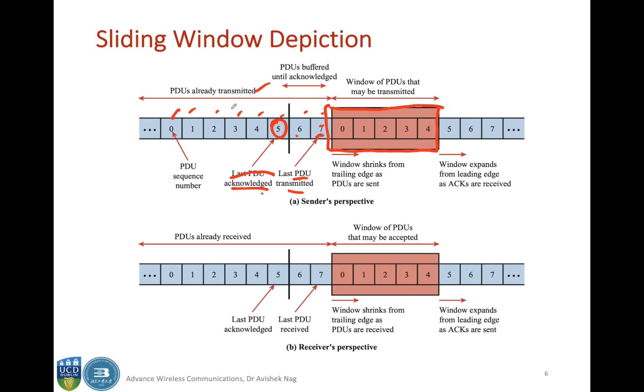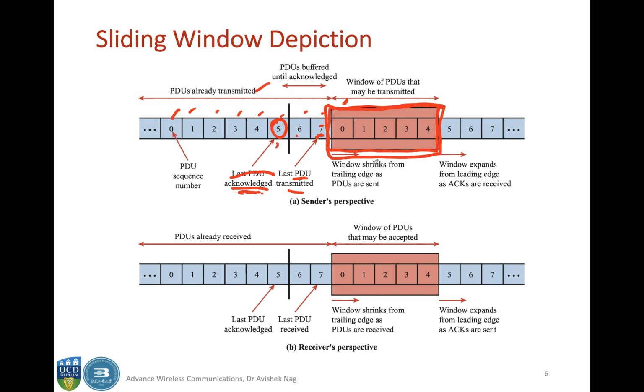So you have already sent 0 to 7, so your window starts from 0 again, and since 5 up to 5 is the number that has been already confirmed by the receiver through this acknowledgement, you can send 5 more starting from 0. So that's the window size that is maintained in the transmitter.